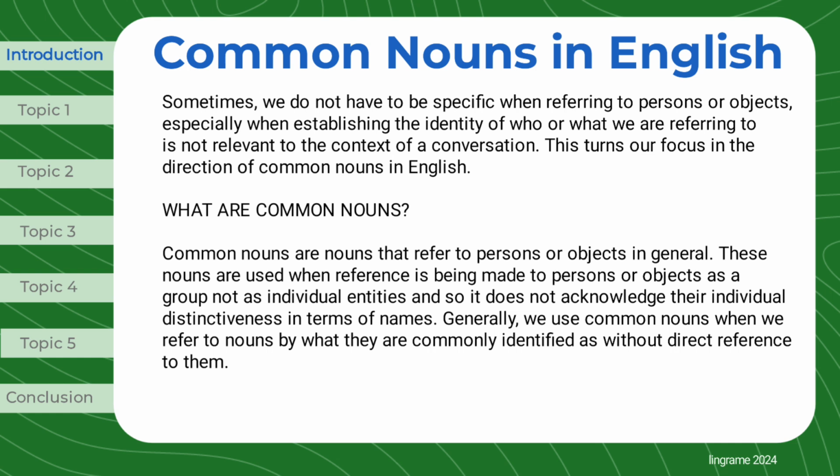What are common nouns? Common nouns are nouns that refer to persons or objects in general. These nouns are used when reference is being made to persons or objects as a group, not as individual entities, and so it does not acknowledge their individual distinctiveness in terms of names. Generally, we use common nouns when we refer to nouns by what they are commonly identified as without direct reference to them.